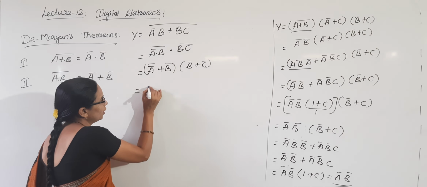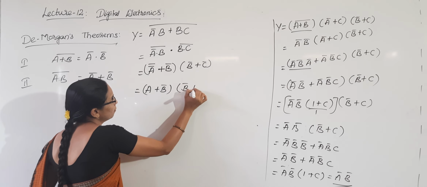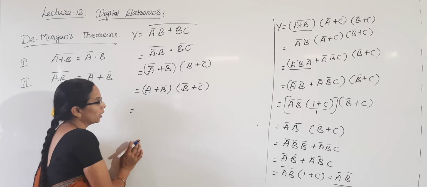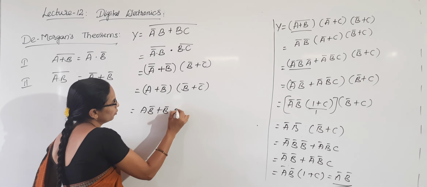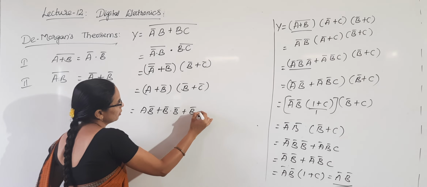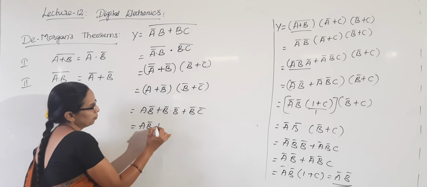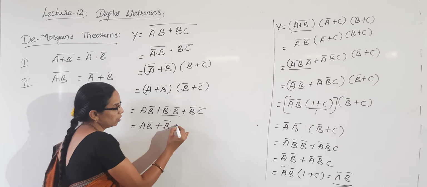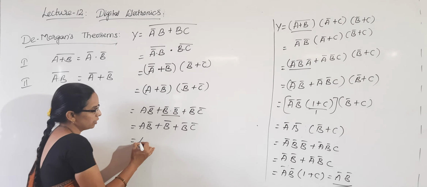So (A + B̄ + C̄)‾‾ is A + B̄ + C̄. If I expand it, A·B̄ plus B̄·B̄ plus B̄·C̄. A·A is 1, B̄·B̄ is B̄, plus B̄·C̄.